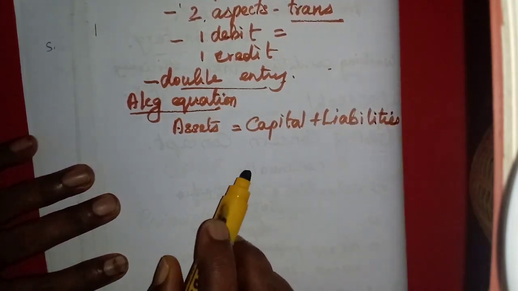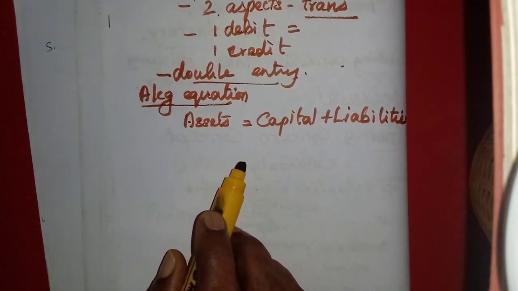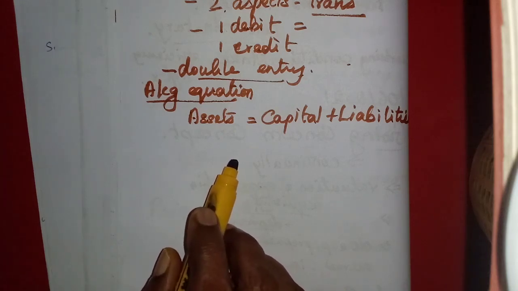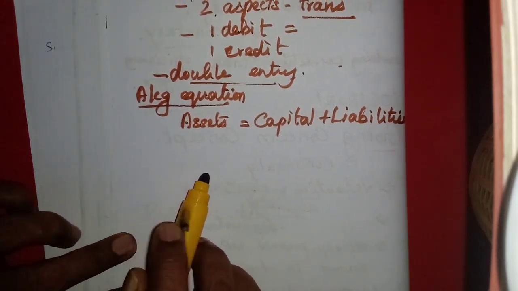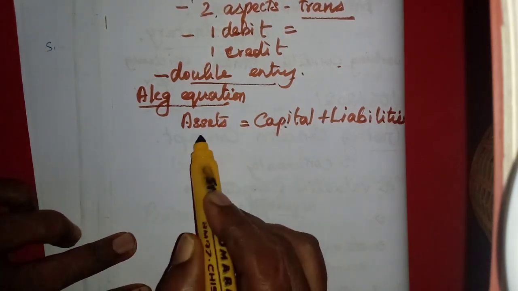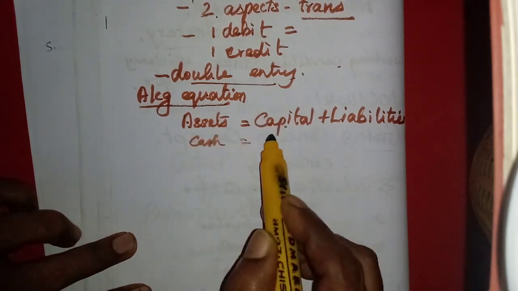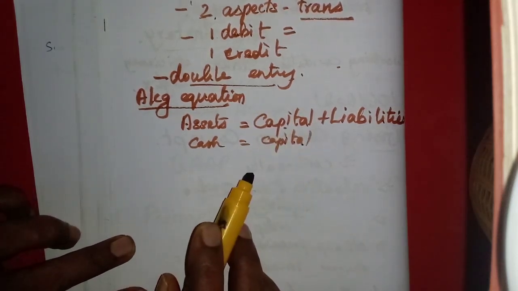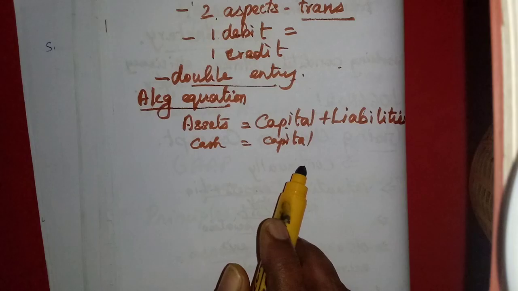Because the first transaction will be the owner investing an amount in the business, and he brings cash or a cheque, he starts his business with cash or other things, maybe land. So the assets will be equal to that capital. So here we write, when he brings capital, cash equals capital. In the third lesson you will understand; we will prepare the journal entry. So assets is equal to capital plus liabilities.